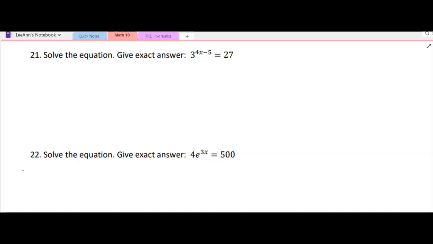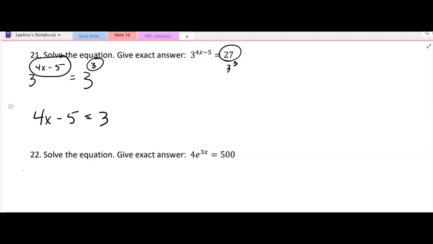Okay. So they want us to solve the equation. Well, we can write this in terms of exponents because 27 is 3 cubed. So we can say 3 to the 4x minus 5 equals 3 cubed. Now this is that idea of one-to-one where we pop out the exponents and set them equal to each other. So I'll briefly explain this.